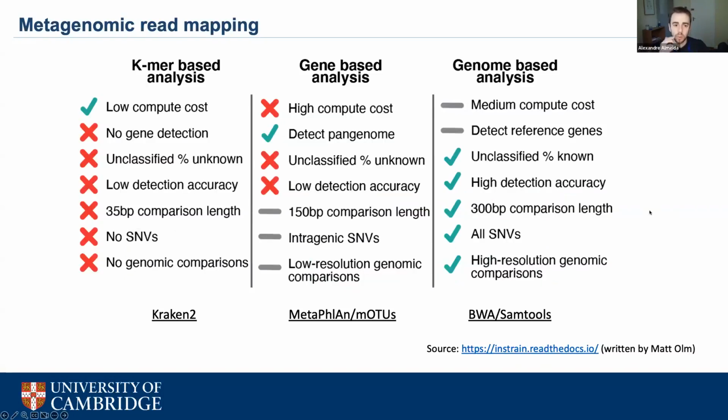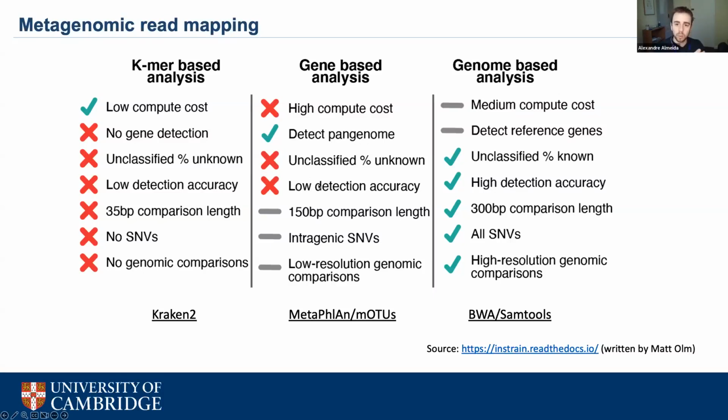There are advantages and disadvantages to all the different methods. K-mer-based analysis, clearly the main advantage of these methods is their low compute cost. They're very fast and require much less compute than other methods, but they have a severe disadvantage in terms of accuracy, and you're very limited in how much information you're able to extract from them. Gene-based analyses generally have a high compute cost just because so many genes are used for different taxonomic clades. And compared to genome-based analysis, they tend to have lower detection accuracy.